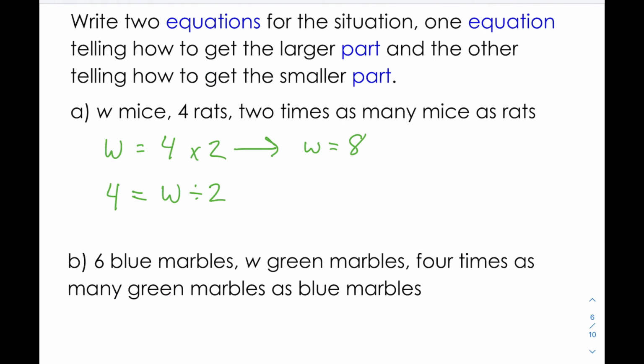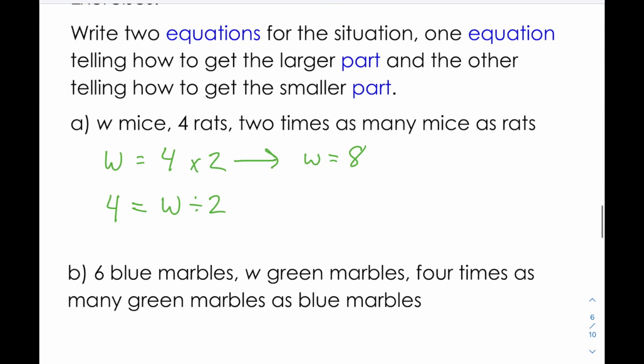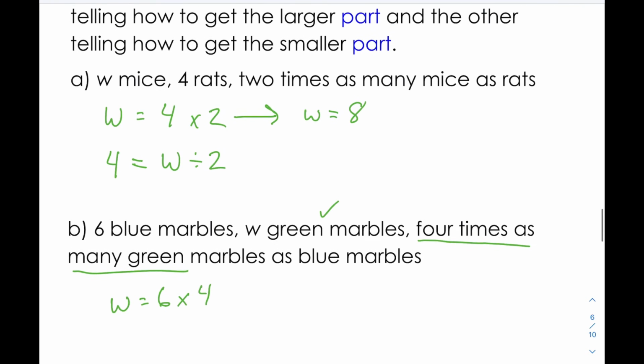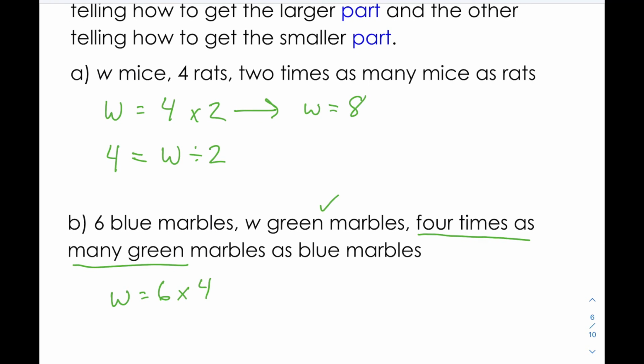In part B, we have 6 blue marbles, W green marbles, so an unknown amount of green marbles, 4 times as many green marbles as blue. So the larger part, do we have more blue or green? 4 times as many green. So more green. So we're going to say W is equal to 6 times 4, or 6 is equal to W divided by 4.